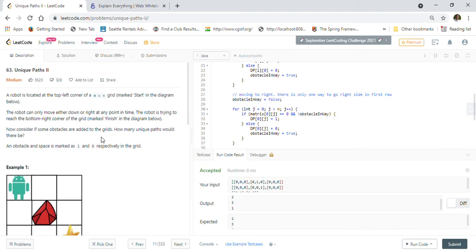So this is the way you can solve unique paths for the robot, and you can use the dynamic programming approach. You can gradually populate the dp array, and you just have to return the last cell of the dp array.